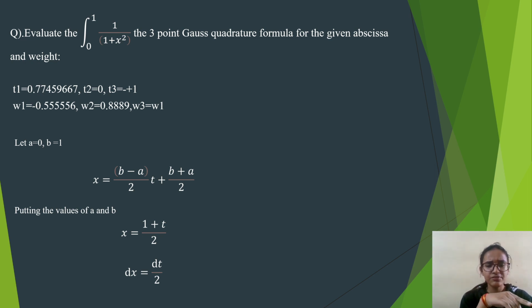So this is the formula for 3-point Gauss quadrature: x equals (b minus a) upon 2 into t plus (b plus a) upon 2. We will be assuming the initial values of a and b as 0 and 1 respectively. Then substituting the values in the equation, we get x equals (1 plus t) by 2 and dx equals dt by 2, sorry.